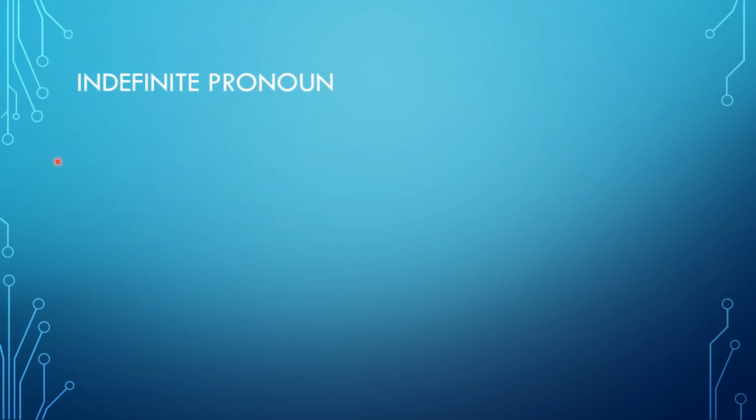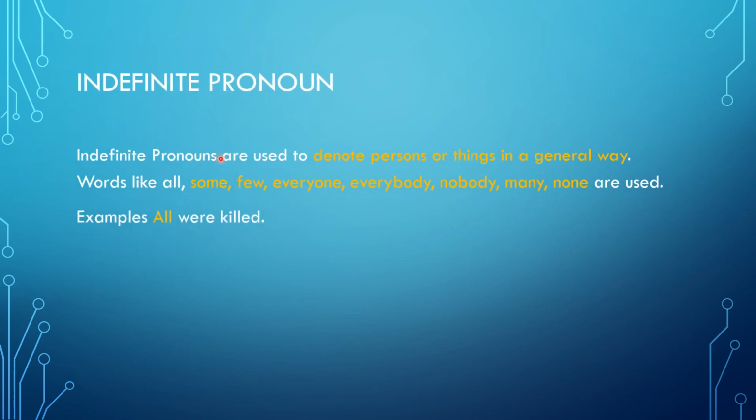Indefinite pronoun. Indefinite pronouns are used to denote persons or things in a general way. Words like all, some, few, everyone, everybody, nobody, many, none are used. Look at the examples. All were killed. So all is highlighted. All is an indefinite pronoun.